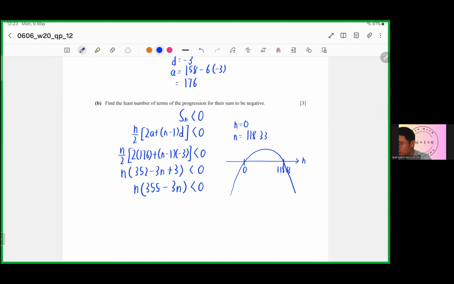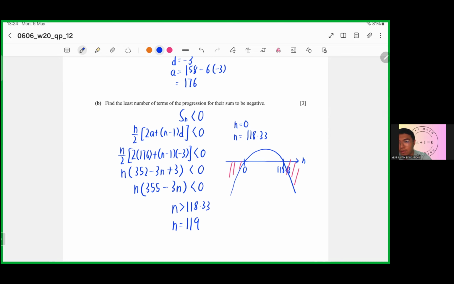Because it says less than 0, so actually it's the negative part. But as we know, n will not be negative, right? Actually, it's the positive side. So n is more than 118.3, which means n equals 119 terms.